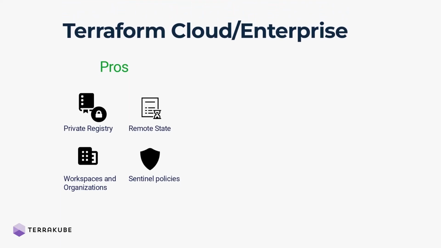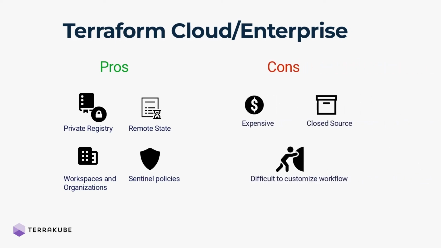HashiCorp provides Terraform Cloud and Terraform Enterprise. Both platforms support private registry, organizations and workspaces, improved remote backend, cost estimates, and Sentinel policies. However, user licenses might be expensive if you are using it for more than 5 users. Apart from that, you can't extend it easily as all the code is managed by HashiCorp. And neither is there an easy way to customize the workflow.